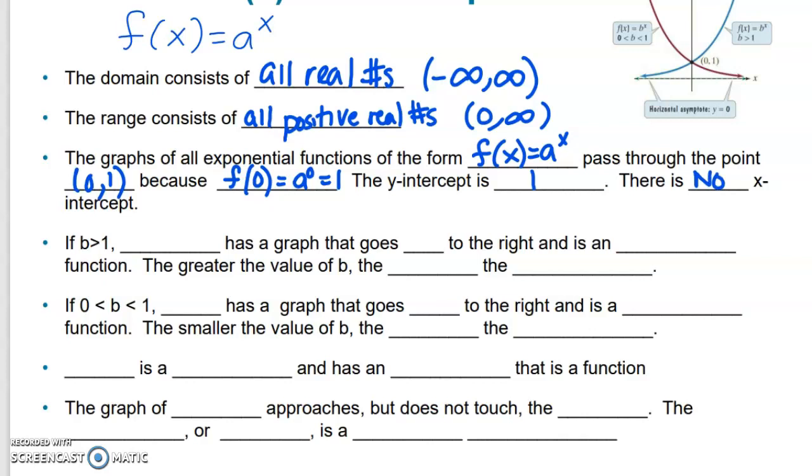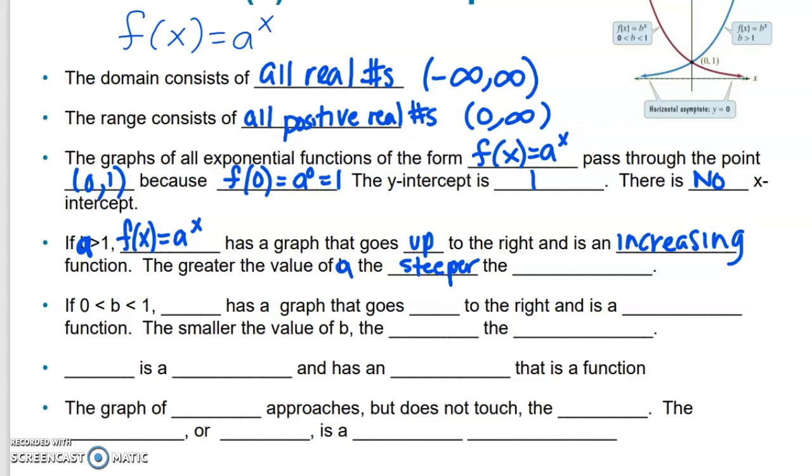If the base is greater than 1, and again, our book uses a, so I'm going to say a here. If a is greater than 1, then f of x equals a to the x has a graph that goes up to the right, so it's increasing, and is an increasing function. The greater the value of a, the steeper the increase.